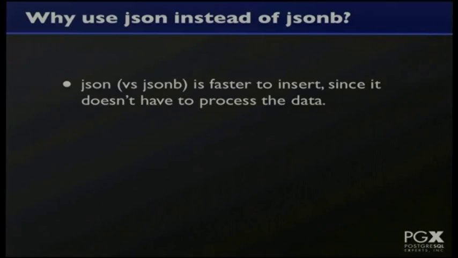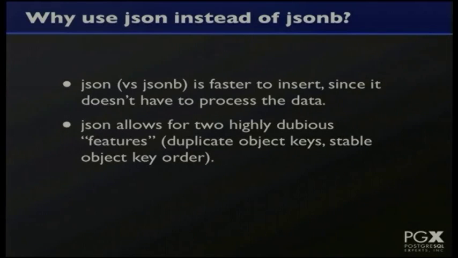JSON is a little faster to insert since it doesn't have to convert the data. And the reason that we have these two types is that there are two very dubious features that unfortunately some people rely on in JSON, which is duplicate object keys at the same level, or a stable key order. The spec for JSON does not say these are features, but some people rely on them. And these are bad people and should feel bad, but we support it anyway.